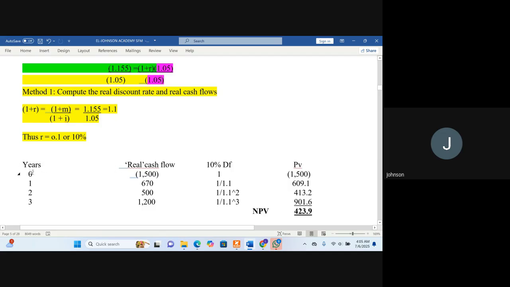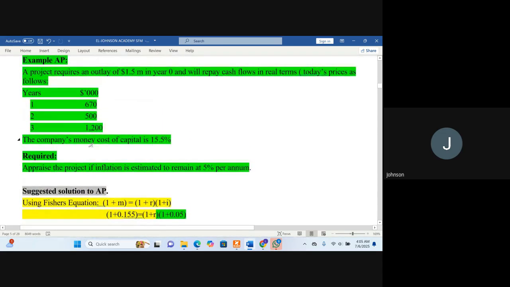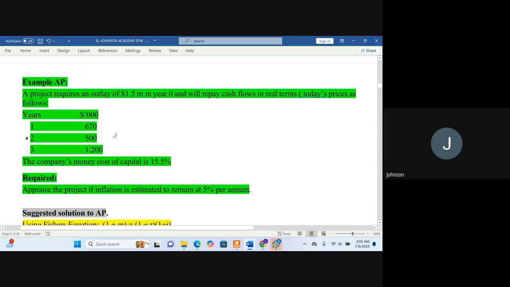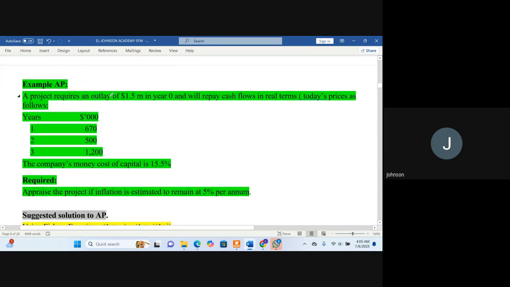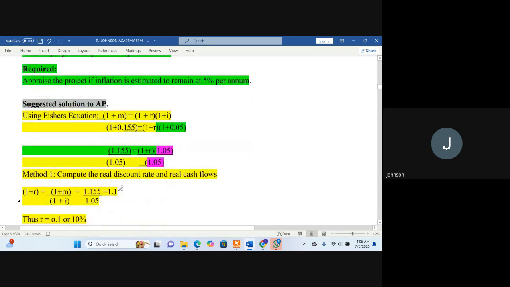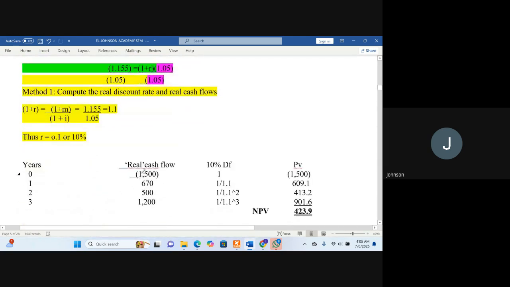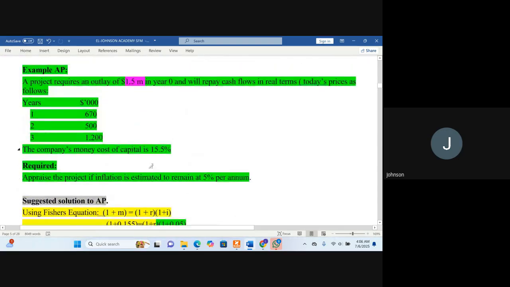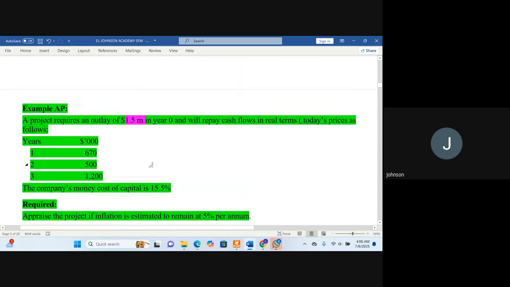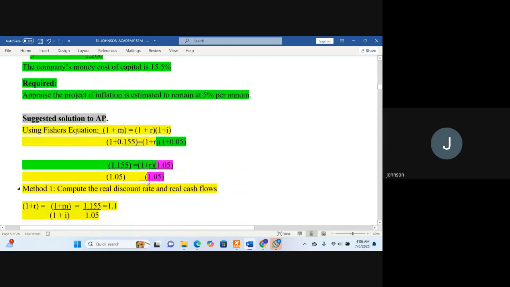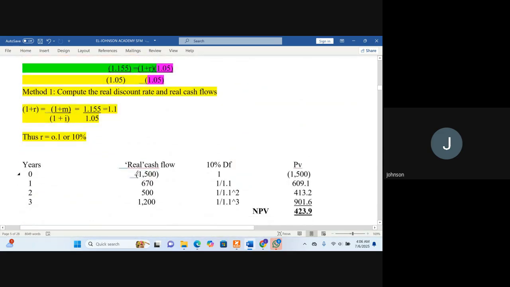So now let's look at year zero. What do we have in year zero? In the cash flows, the project requires an outlay of 1.5 million. So the project requires a cash outflow of 1.5 million in year zero. Since it's an outflow, just like working capital or anything outflow, it's always going out, so you put it in brackets. In year zero, we have 1.5 in brackets.